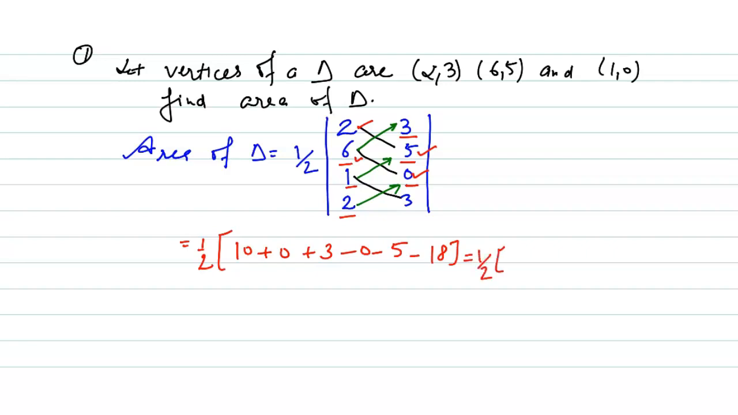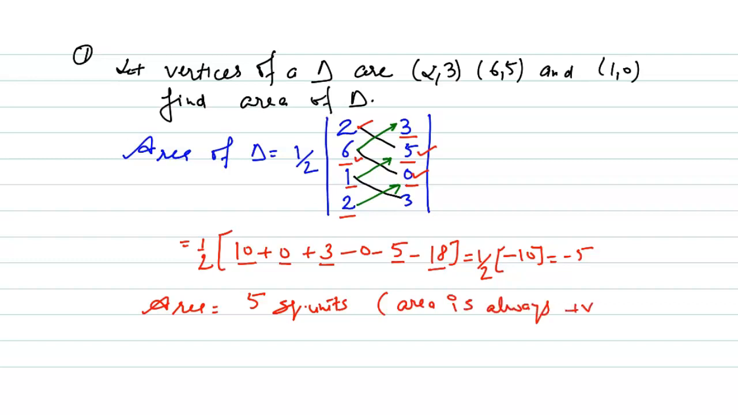1 by 2, inside value if we simplify: 10 plus 0 is 10, plus 3 is 13. 13 minus 5 is 8. 8 minus 10, minus 18, that is minus 10. If we simplify, the answer comes out minus 5. As you know, area is always positive. So the area becomes 5 square units. We have to give a reason: area is always positive, it cannot be negative. Otherwise we can use the word numerically. These two options we can indicate here.